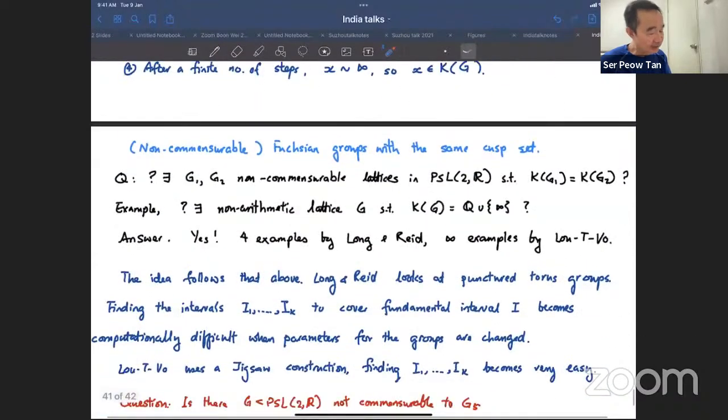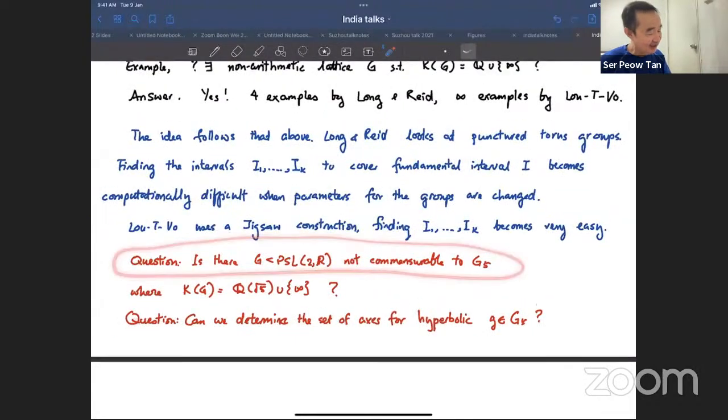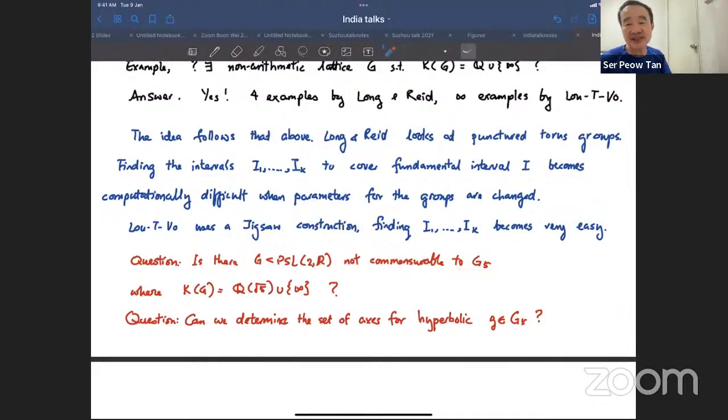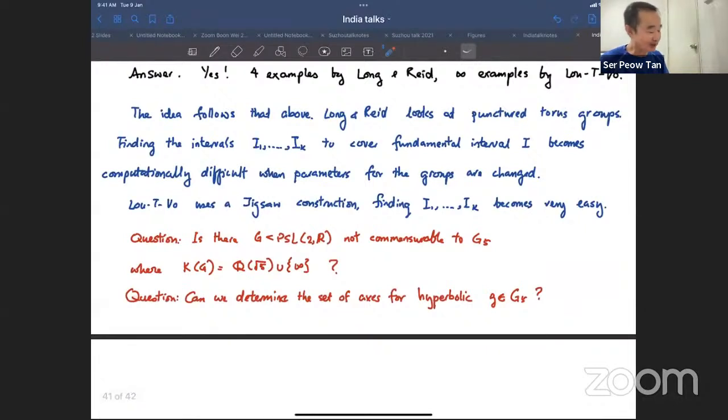So one of the questions that I've always been interested in is, can I find some lattice not commensurable to G5, which has the same cusp set as G5? Because remember, G5 was rather special. It's maximally cusped in the sense that the cusp set is all of Q union lambda. I kind of like this question because I think it might be possible to do this, it might not be.